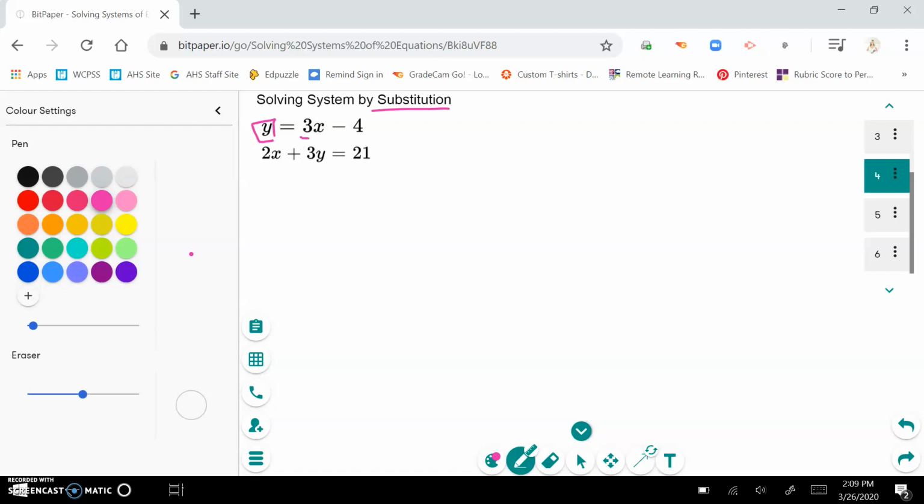All you do for substitution is take what the one variable is equal to, and you plug it in to the y. Remember the Glade commercials? Plug it in, plug it in. So you're going to go 2x plus 3 times 3x minus 4. That's going to equal 21.